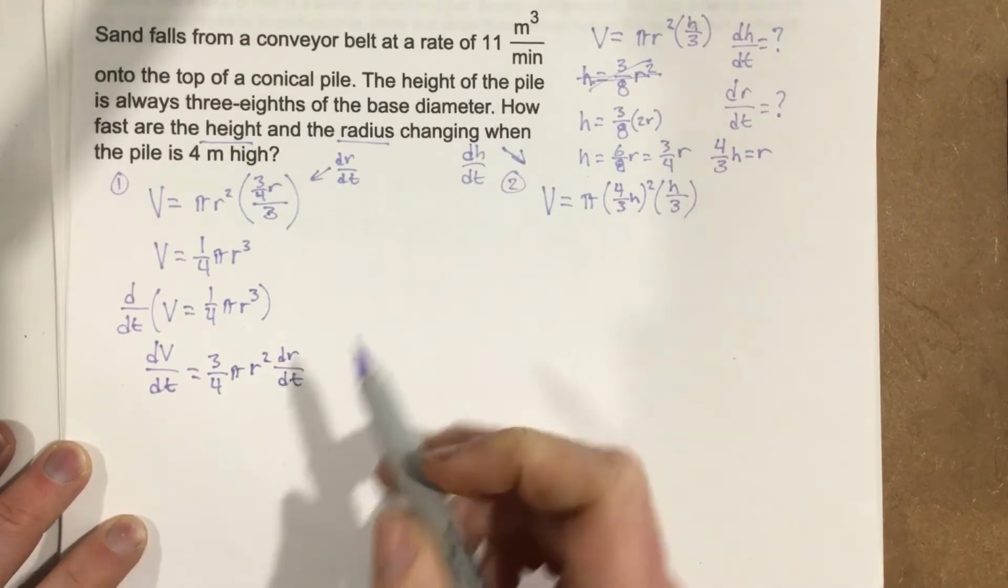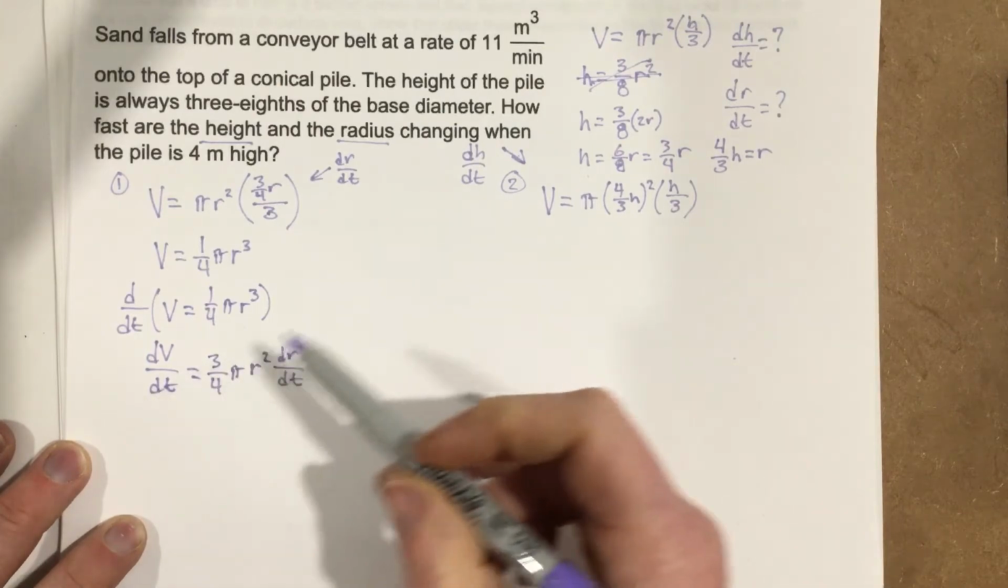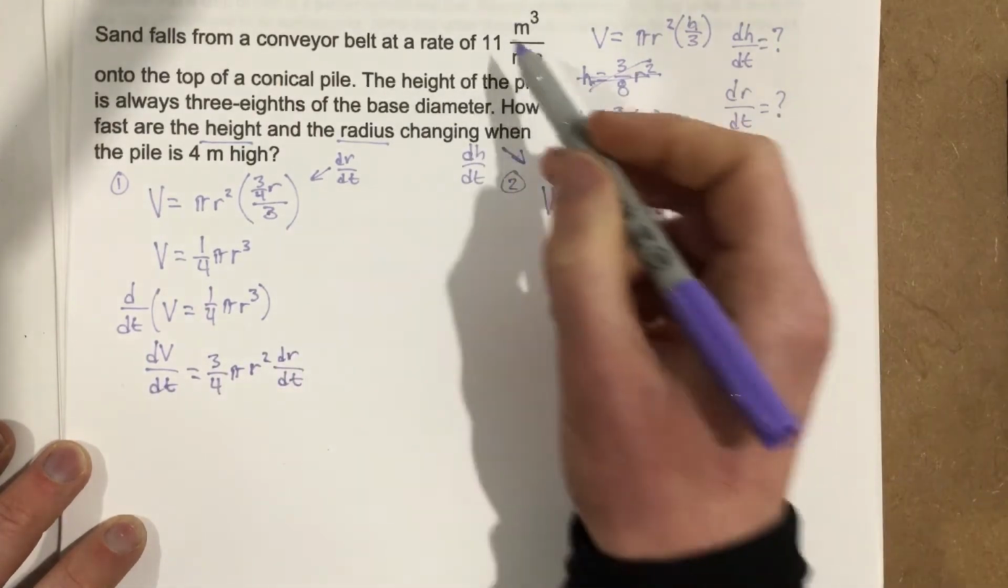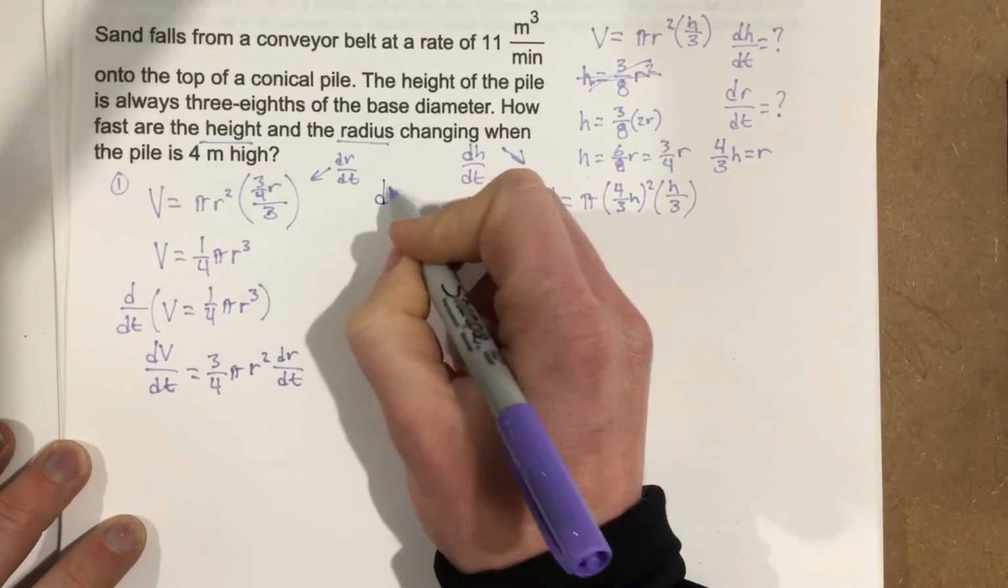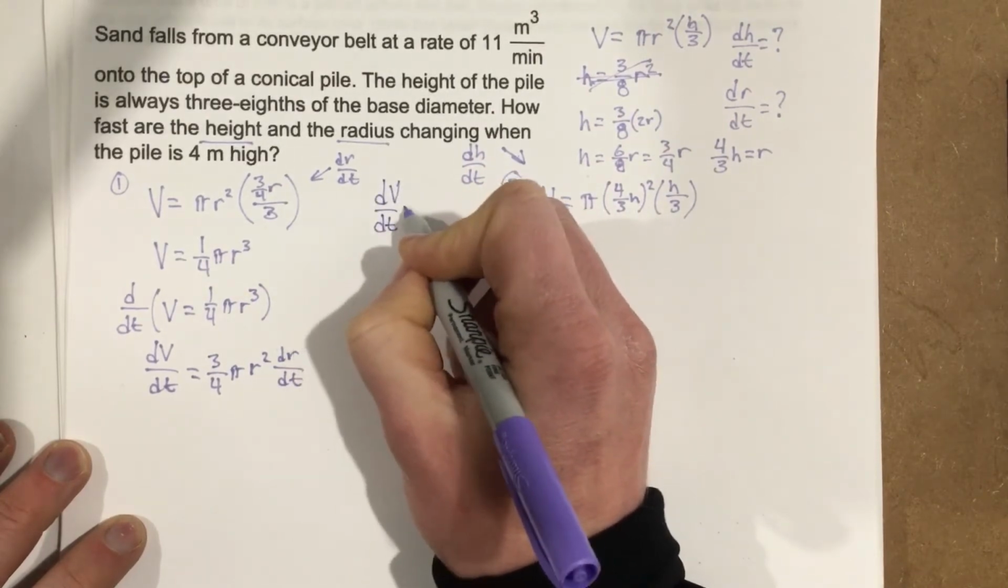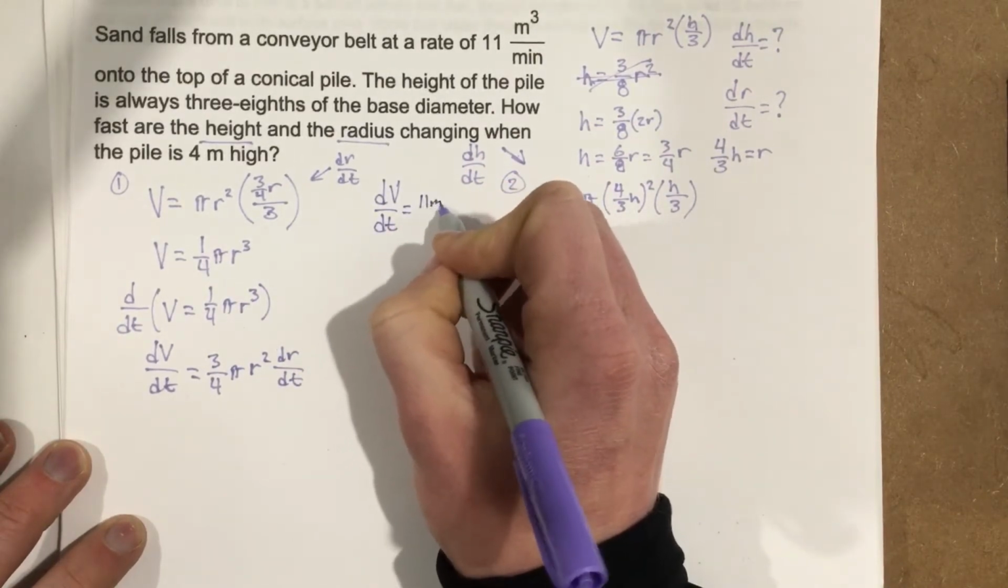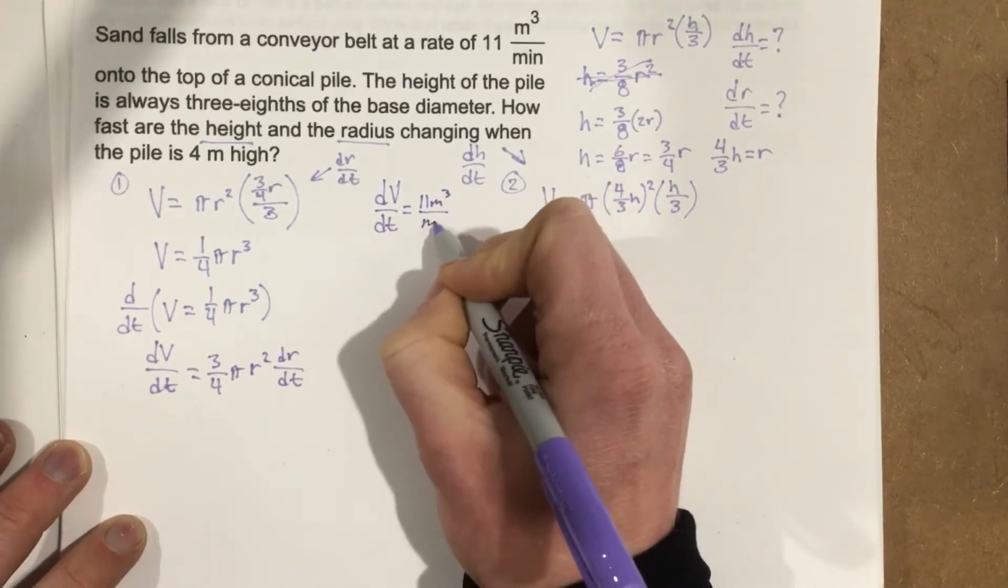So now we want to figure out what was, let's see, they told us the dV over dt. I guess I never wrote that down. dV over dt. They gave us, at the beginning, 11 meters cubed per minute.